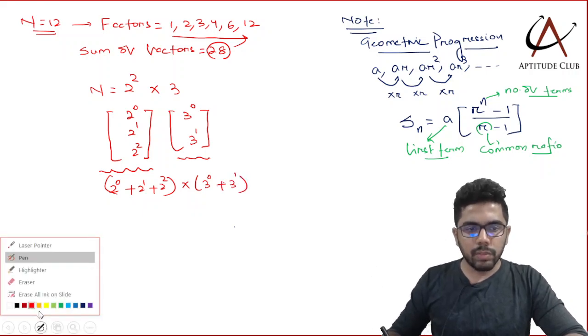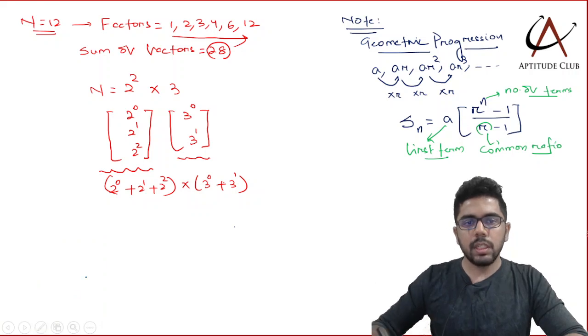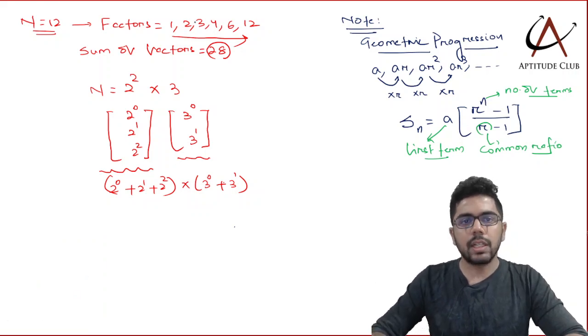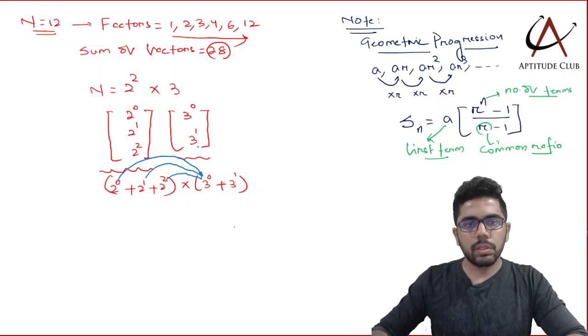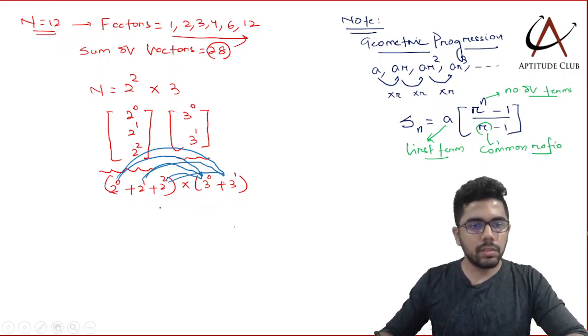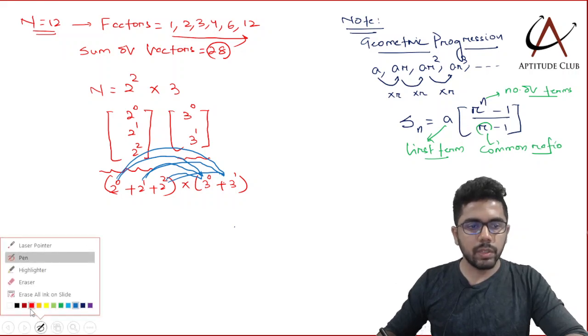ऐसे क्यों करेंगे? We are not doing anything new. Basically, if you open up these two brackets, you will start getting all these factors. जैसे 2 to the power 0 into 3 to the power 0 आ गया 1, 2 to the power 1 into 3 to the power 0 आ गया 2, 2 to the power 2 into 3 to the power 0 4 आ गया. Similarly, 2 to the power 1 into 3 to the power 1 and 2 square into 3 to the power 1. You will get all the factors individually. So that is another way of doing the sum.